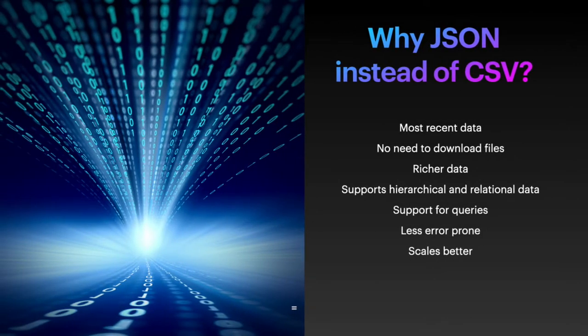Why use JSON instead of a CSV file? Well, a CSV file, you have to download it, and it's not the most recent data because someone generated the CSV file earlier. Generally, JSON will have richer data because it supports hierarchical and relational data in a structure that can be nested many, many levels deep. You can support queries to get the JSON that you want, formatted in a way that you want. It's less error prone. And finally, JSON will scale much, much better than a CSV file.